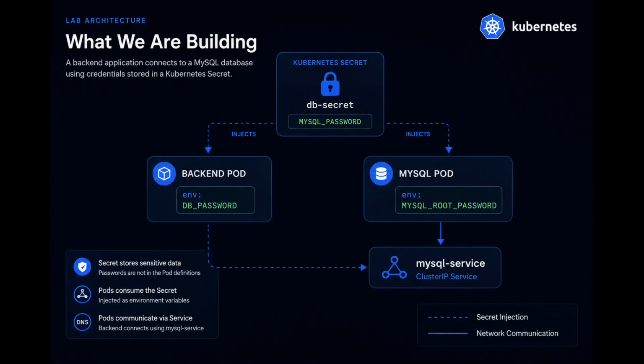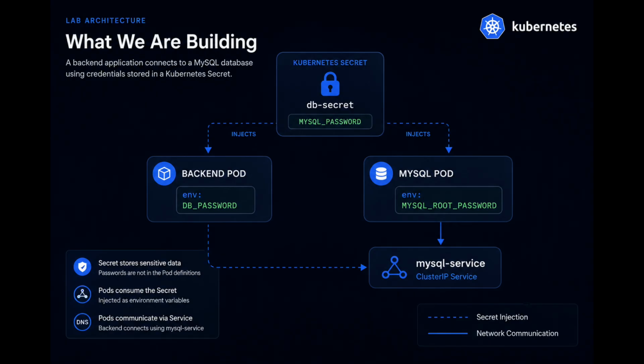Before we jump into the terminal, let's look at what we're building. First, we'll create a Kubernetes secret containing a database password. Then, we'll deploy a MySQL database pod. Instead of hard-coding the password, MySQL will read it directly from the secret. Next, we'll deploy a Backend Pod that also consumes the same secret. Both applications will use the same credential without exposing the password in their YAML files.